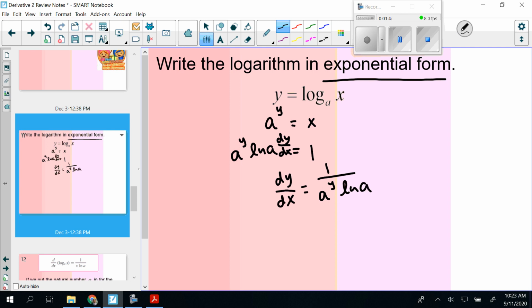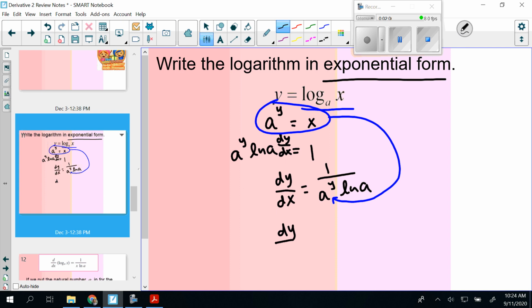a. And then usually our derivative is not in terms of y, if we have started with just x on this side. So the last thing we're going to do, we're going to try and get this back in terms of x, and we can do that because we know a to the y here is equal to x. So we're going to substitute that back in here for a to the y. So what we end up getting is that our derivative, either y prime or dy dx, however you want to list it, is equal to 1 over x natural log of a.